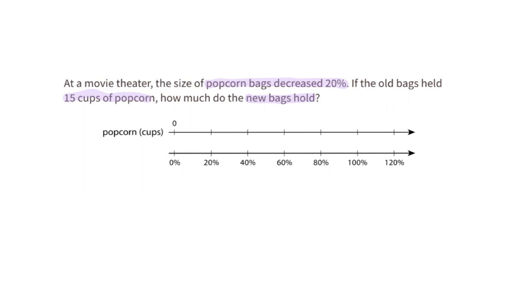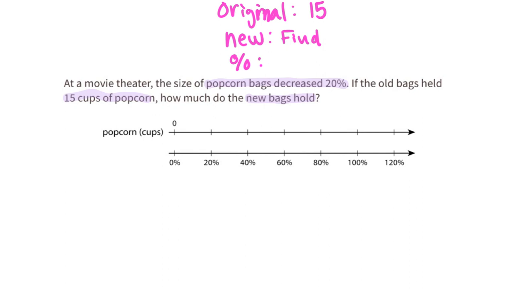Okay, so there's a couple of things we usually need to know, or that we are trying to find. We have our original. We have the new, and then we have the percent. So the original, they actually give this to us. The new thing, that's what we're trying to find. And the percent, it's a 20% decrease. So that is what we know.